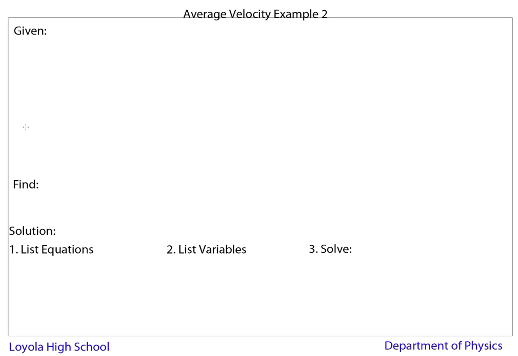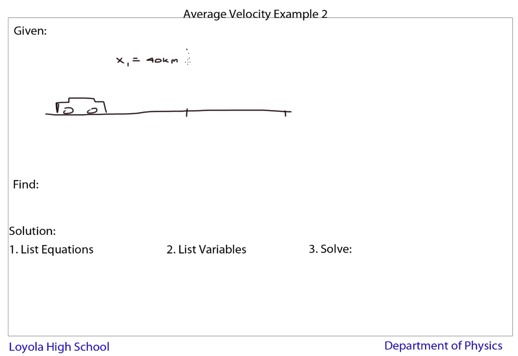In this video, I'm going to show a second example of how to apply the average velocity equation. So in this problem, I'm going to have a car, again, our physics car, and it's going to make a trip. And there'll be two parts of the trip. The first part of the trip, we're going to cover a distance of 40 kilometers. So x1, our first part of the trip, is 40 kilometers.